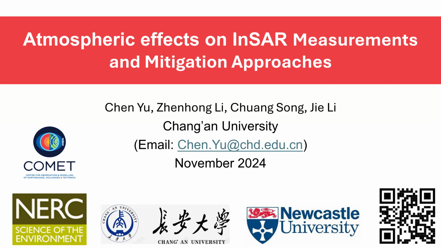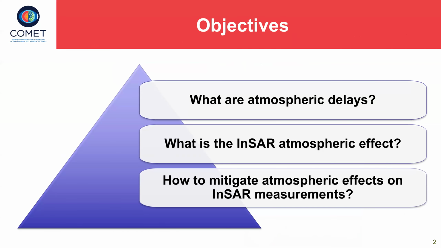The objectives of this lecture are to introduce what atmospheric delays are, what the definition of atmospheric delay is, and what it looks like on our InSAR measurements, since many observations will have this kind of error. Finally, the most important thing is how to mitigate this kind of error in our measurements, so that we can get a clean deformation map. So these are the objectives of this lecture.